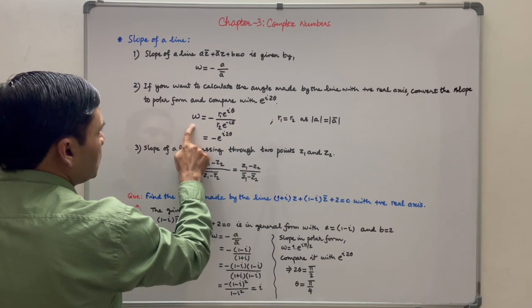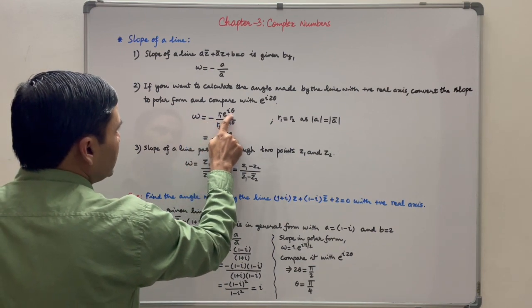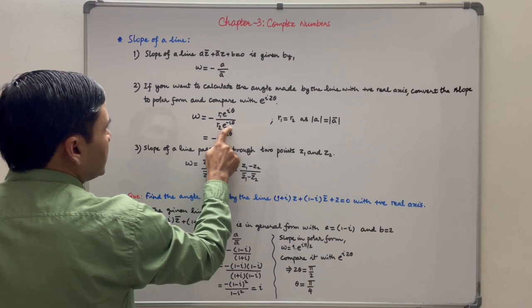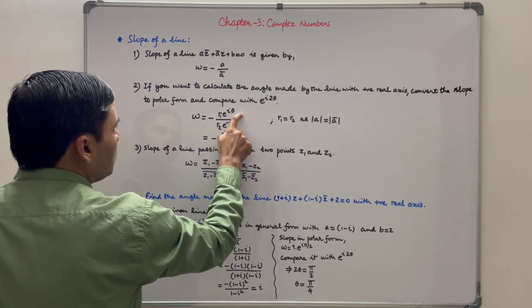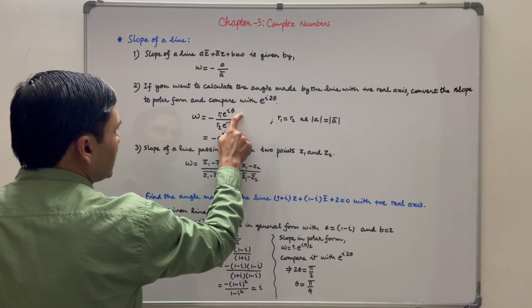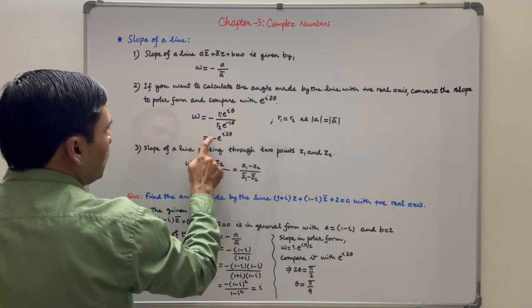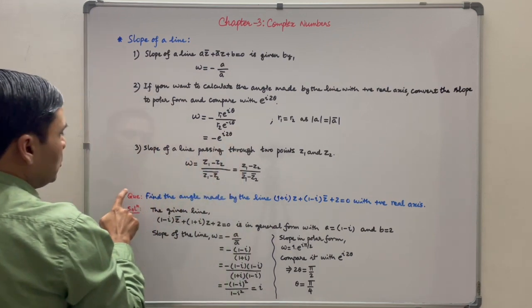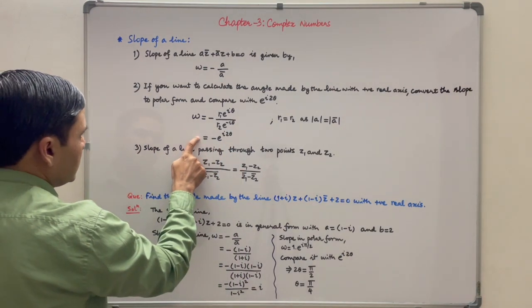So omega is equal to minus e to power i theta upon e to power minus i theta. E to power minus i theta will go to numerator as e to power i theta. So omega is equal to minus e to power i 2 theta. We will do this question based on this.